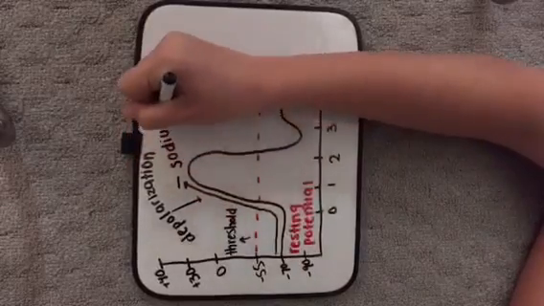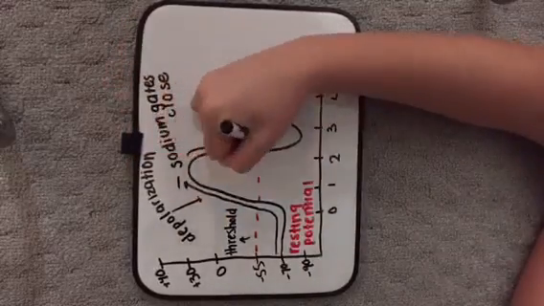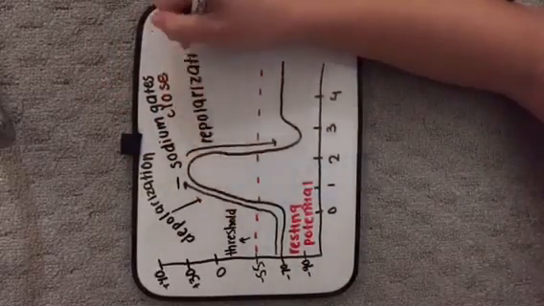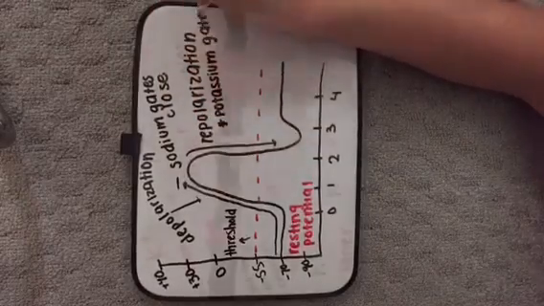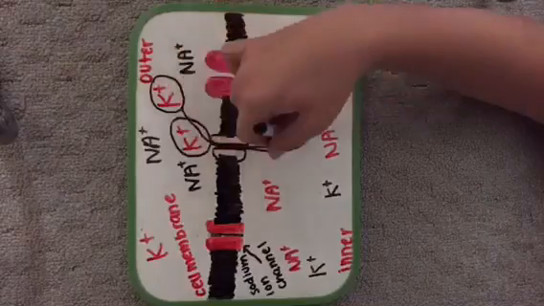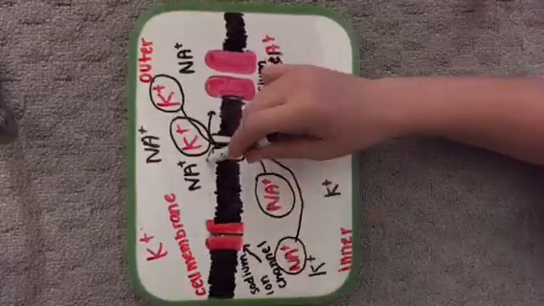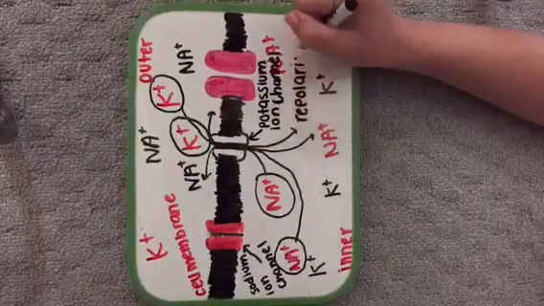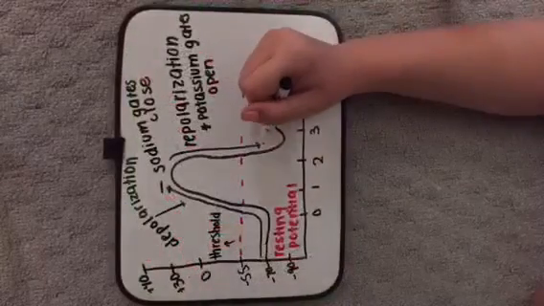Once it reaches positive 30 millivolts, the voltage-gated sodium ion gates close, and the voltage-gated potassium ion gates open to begin the repolarization phase. During the repolarization phase, potassium is pumped back into the cell through the voltage-gated potassium ion channels that are located on the cell membrane.